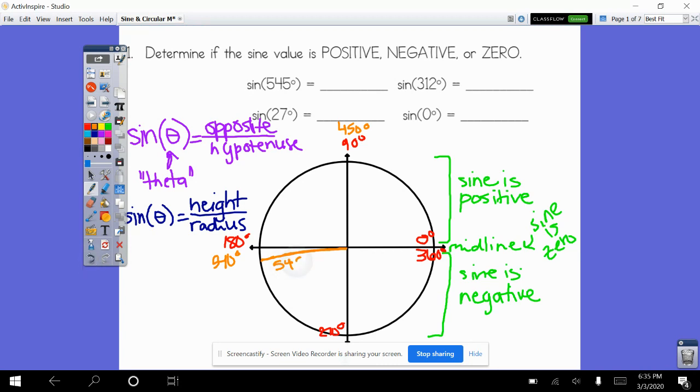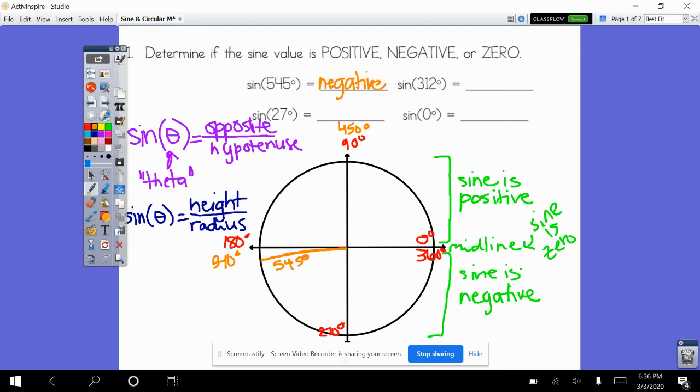So whenever you have an angle that's bigger than 360, just keep adding 90 degrees to 360 until you get to a number that's close to what you're looking for. So 545 degrees, it's a little past 180, so it's below the midline, which means it's going to have a negative sine value.